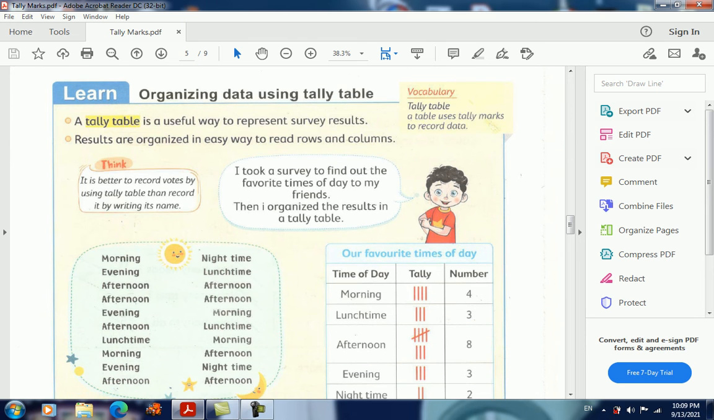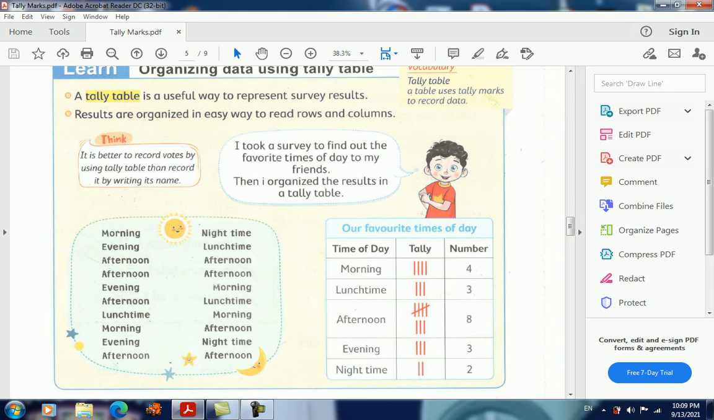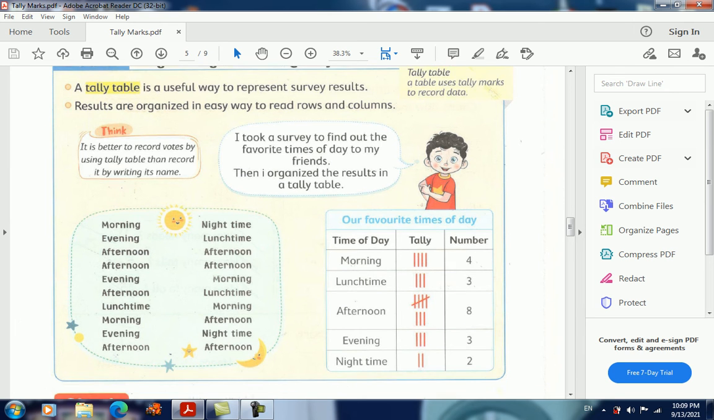Now, learn organizing data using tally tables. So what's meant by tally table? It's a table that uses tally marks to record data. So a tally table is a useful way to represent survey results. Results are organized in an easy way to read, in rows and columns.